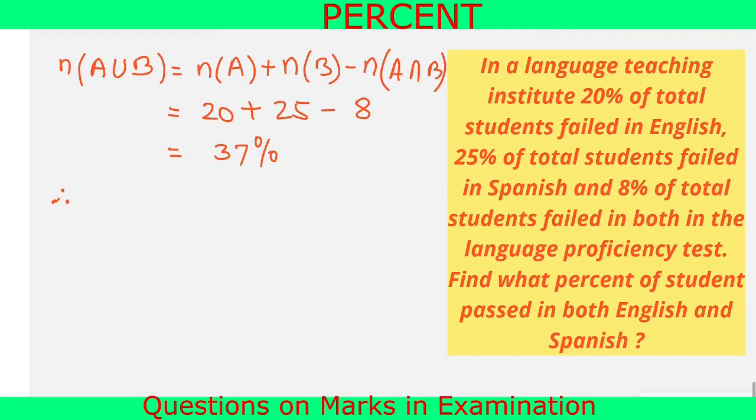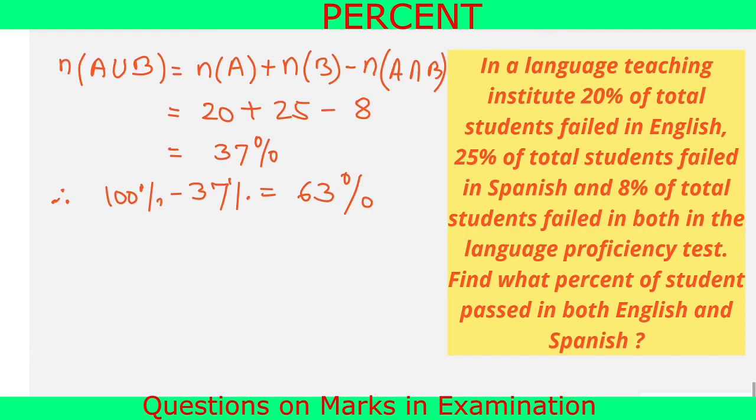This is the total percent of the students who failed in either English or Spanish or both. So the percent of students who passed is 100% minus 37% equal to 63%. So 63% of the students passed in the language proficiency test. This is our answer by set theory.